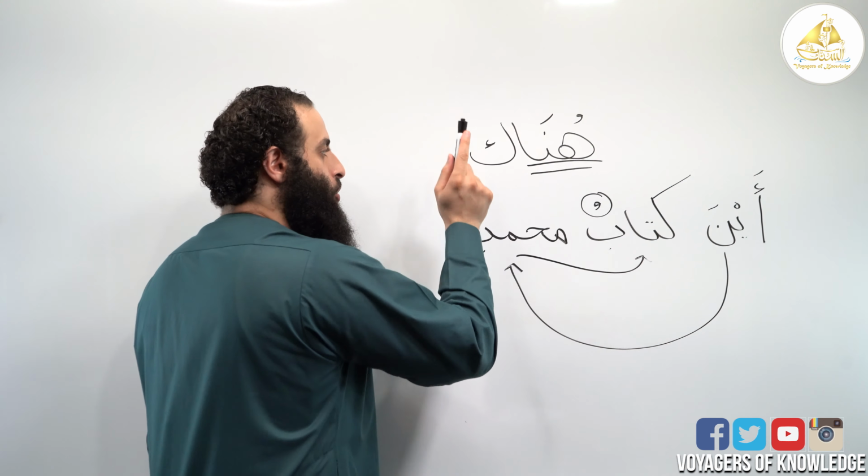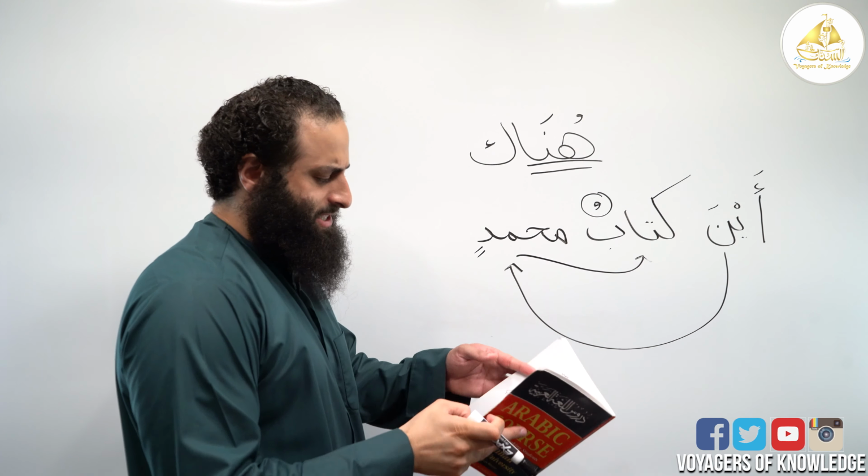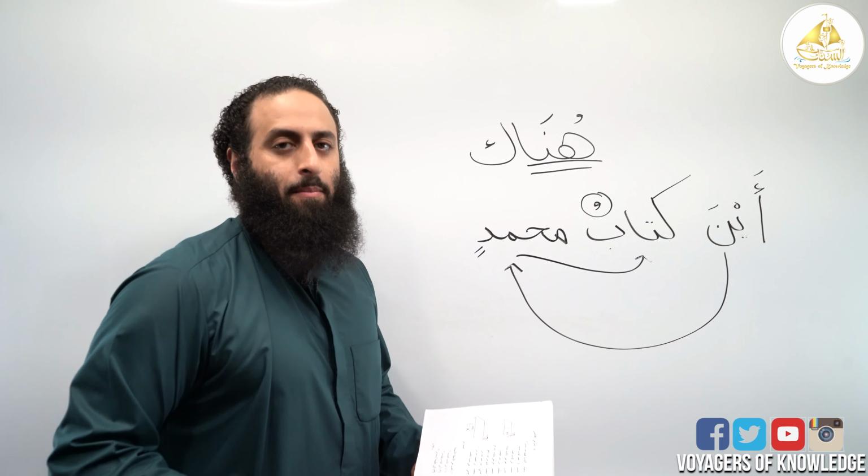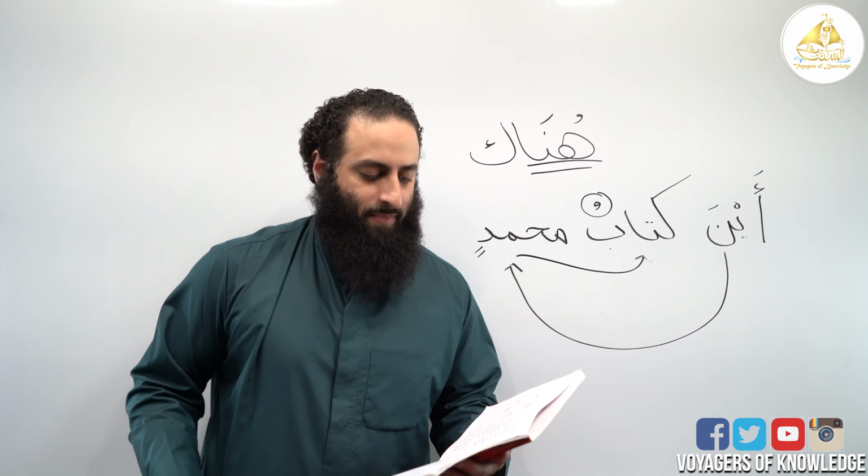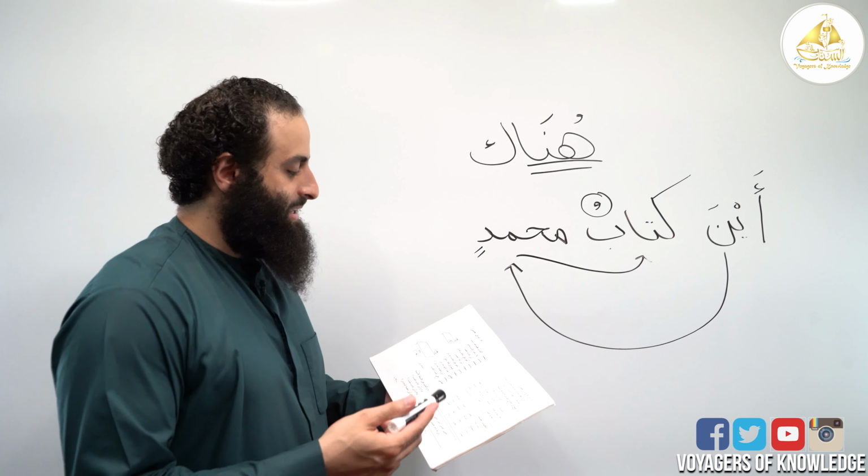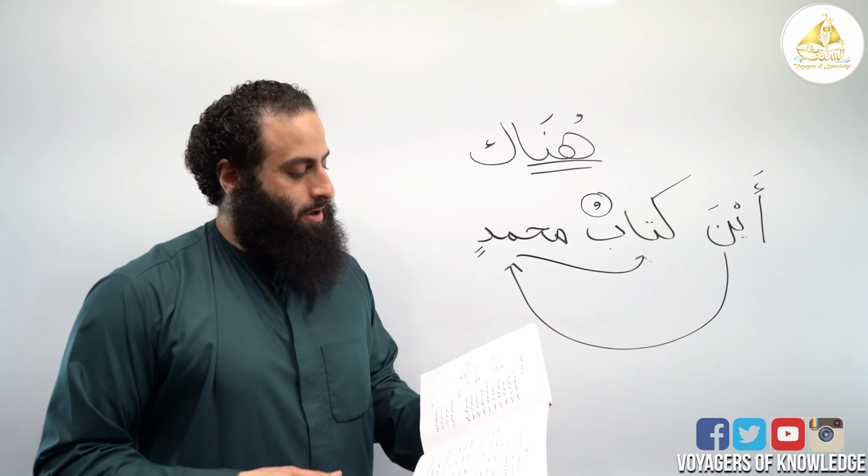Huna means here, hunaka means there. So he said, huwa ala al-maktabi hunaka. It is on the maktab, desk, over there.